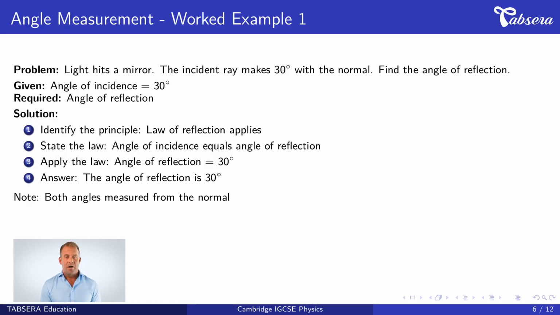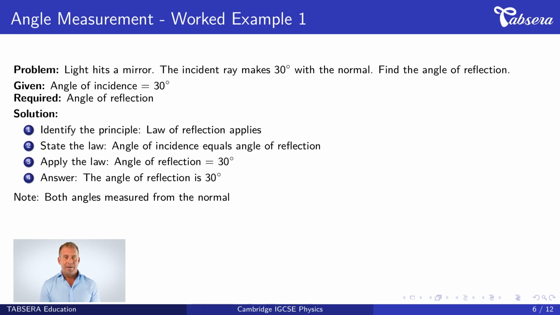Let's work through our first example of angle measurement. The problem states, light hits a mirror and the incident ray makes 30 degrees with the normal. Find the angle of reflection. We are given the angle of incidence equals 30 degrees. We need to find the angle of reflection.